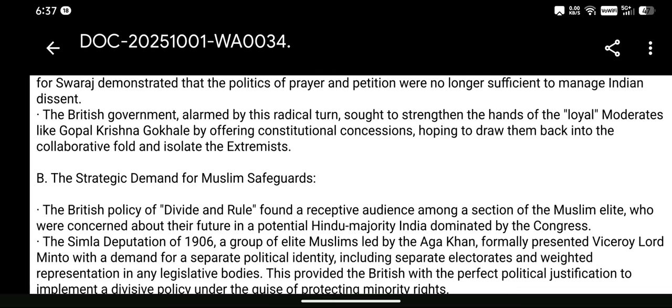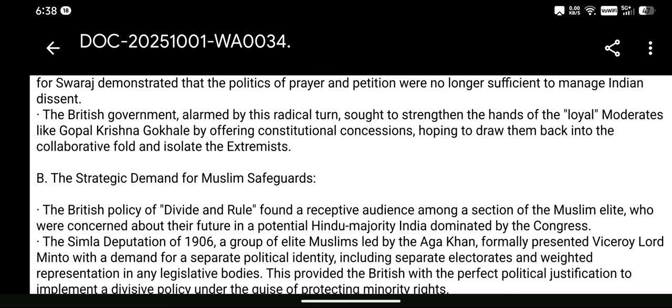The British government, alarmed by this radical turn, sought to strengthen the hands of the loyal moderates like Gopal Krishna Gokhale by offering constitutional concessions, hoping to draw them back into the collaborative fold and isolate the extremists. The strategic demand for Muslim safeguards.